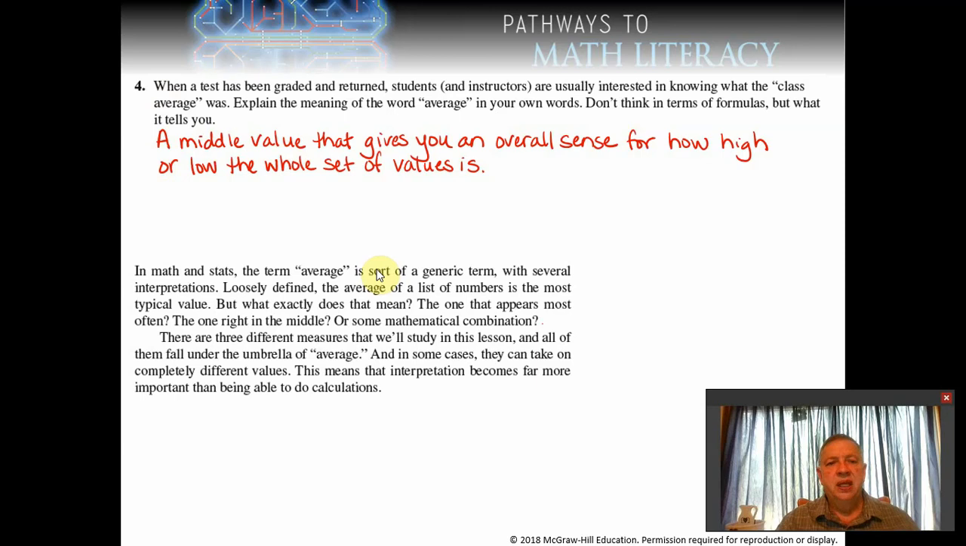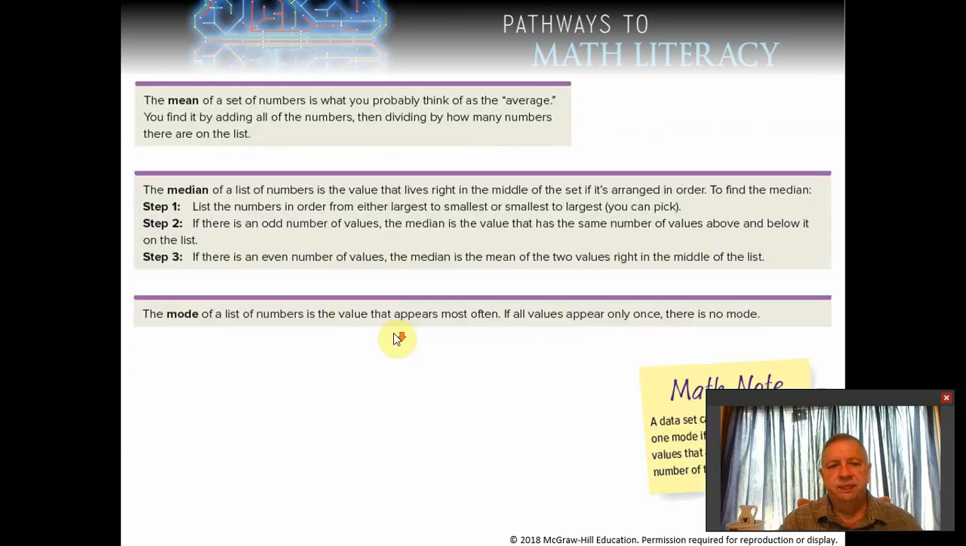Okay? So in math and stats, the term average is sort of a generic term with several interpretations. The one right in the middle, that's kind of what it is. The mean is another term for the average. So the mean of a set of numbers is what you probably think of as the average. You find it by adding up all the numbers. Here's the formula: add up all the numbers, divide by how many numbers there are on the list. You average them out. Okay.